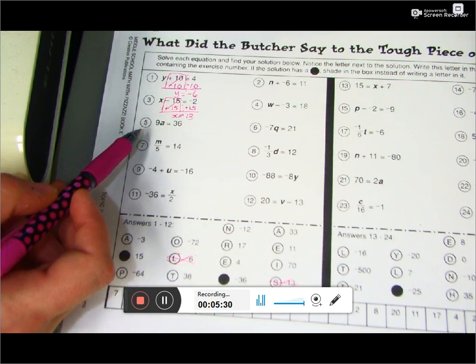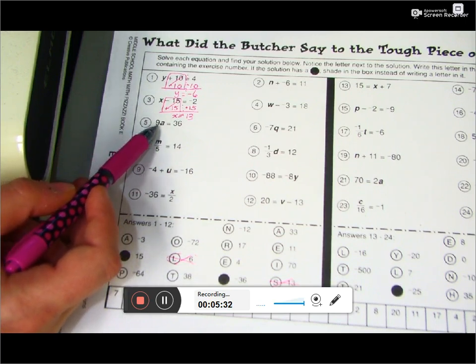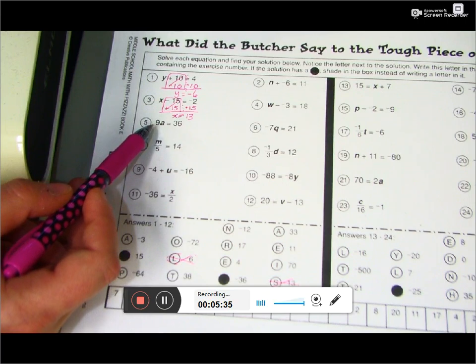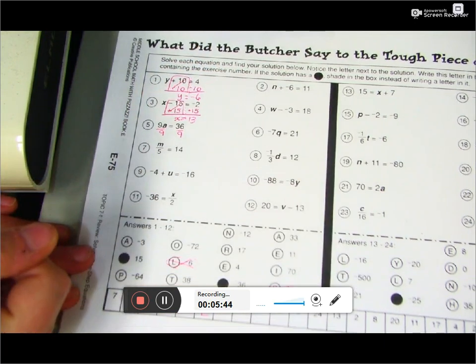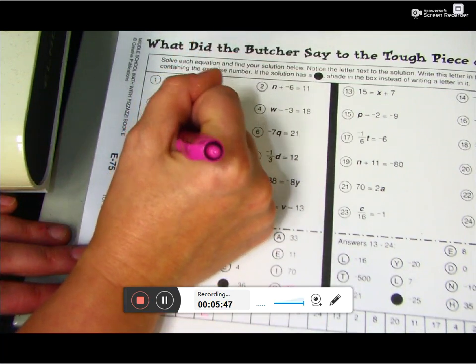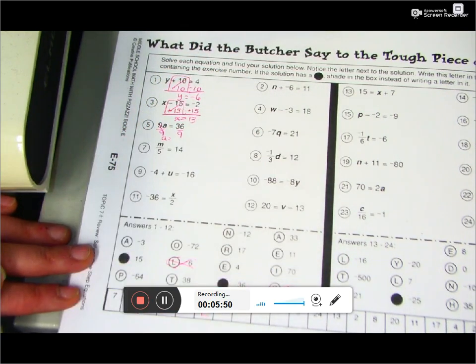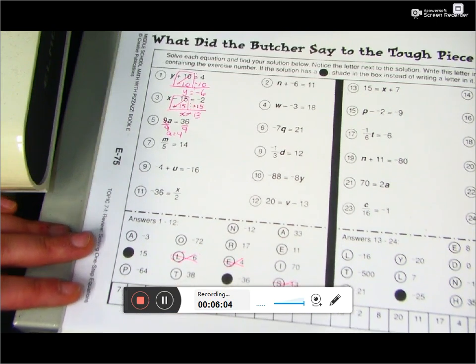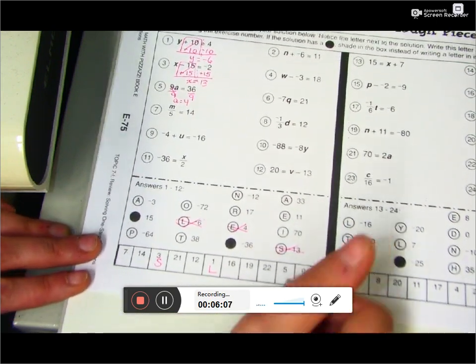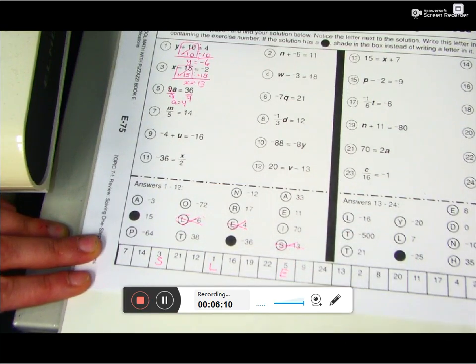If we look at number 5, we have multiplication. A number and a letter right next to each other is multiplication. To undo multiplication, I'm going to use division. I'm going to divide each side by 9. 9 divided by 9 is 1, so I'm left with 1 A on the left-hand side. 36 divided by 9 is 4, so A equals 4. So down here, my answer choices, the number 4 is the letter E. And cross that out. I just did question 5. So in the box for number 5, I'm going to write an E.